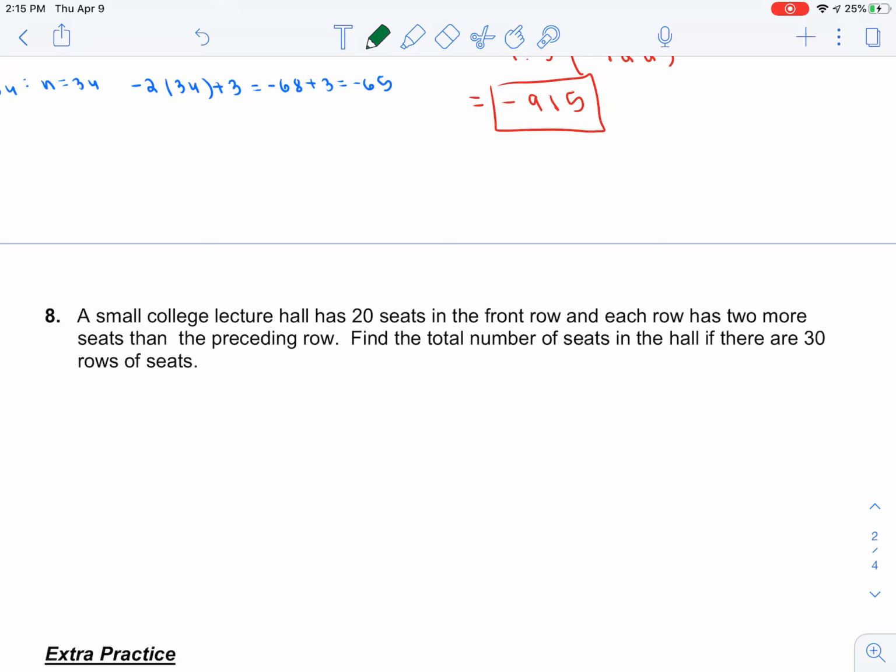So finally, number 8. It says a small college lecture hall has 20 seats in the first row, and each row has 2 more seats than the preceding row. Find the total number of seats in the hall, if there are 30 rows.